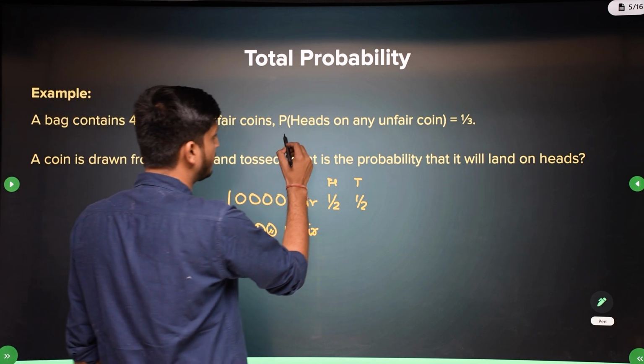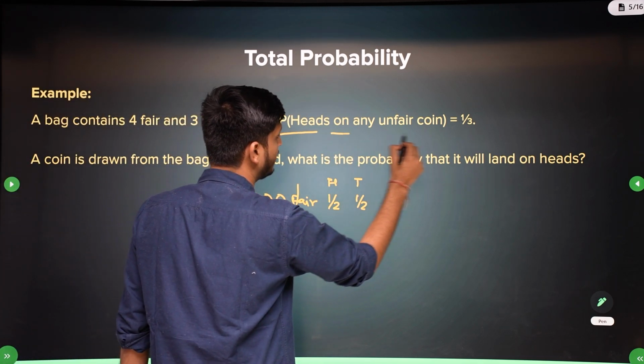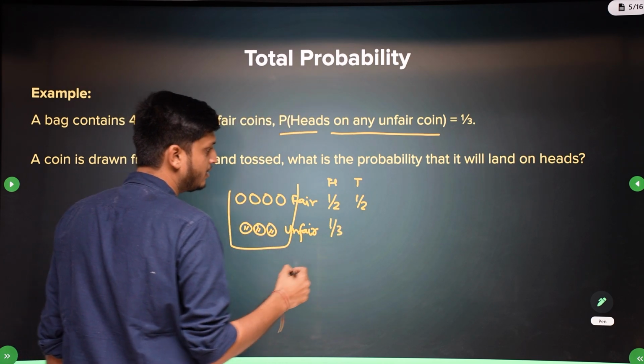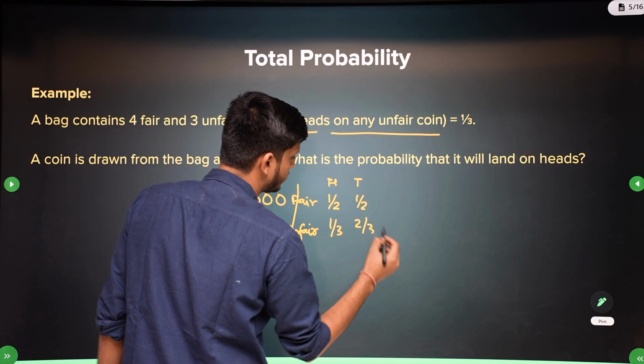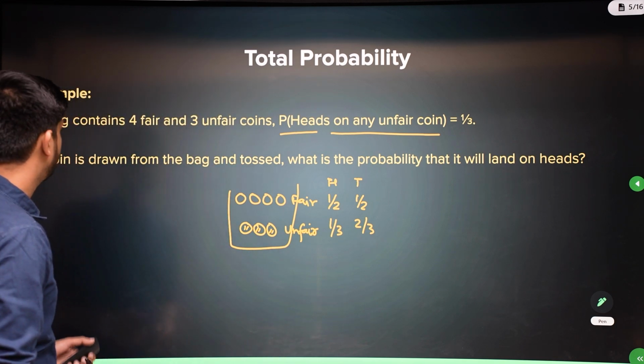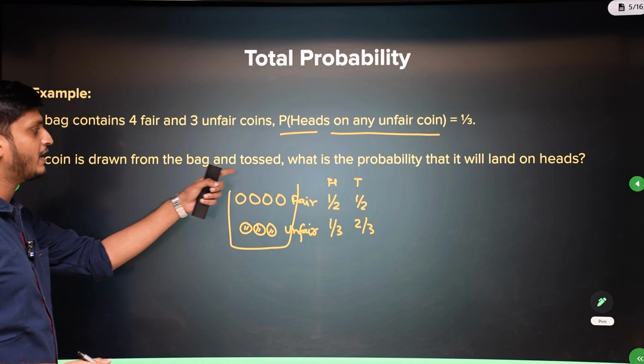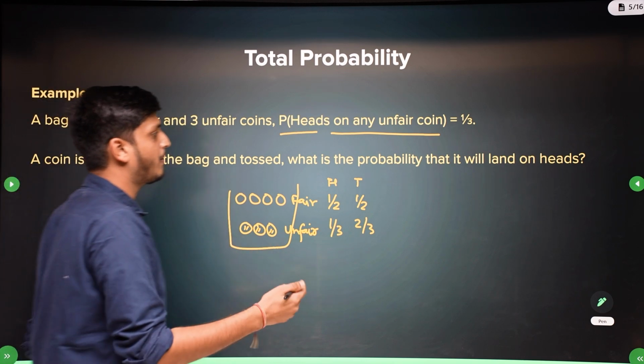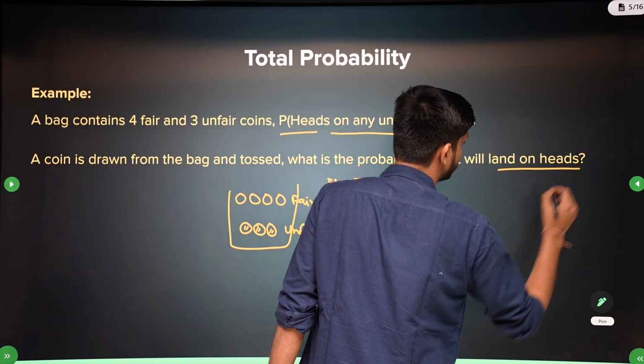And it is given that the probability of getting heads on the unfair coin is 1/3, so tails will be 2/3. Now a coin is drawn from the bag and tossed. A random coin is taken from the bag and tossed. What is the probability that it will land on heads?